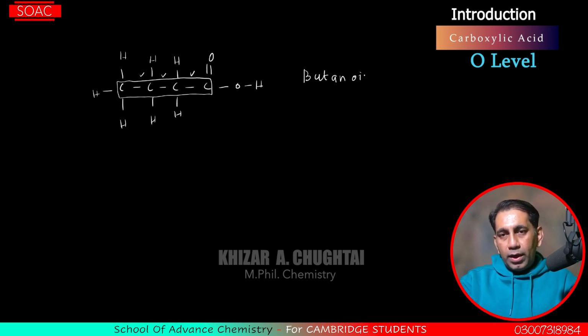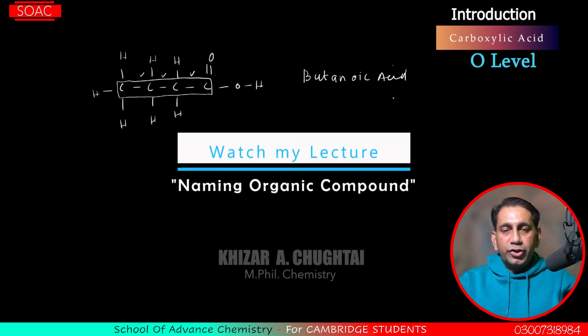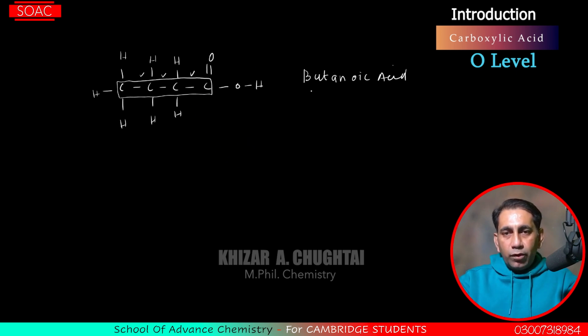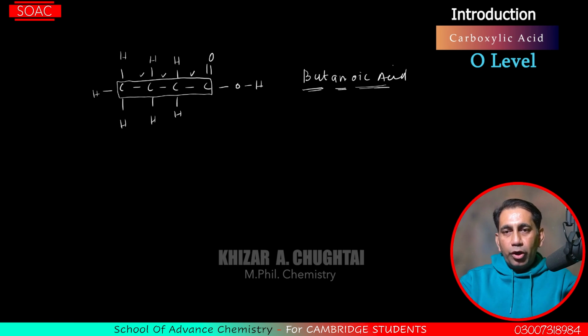Then oic acid. As you may have seen in my previous lecture on nomenclature, first of all we write the name of the branch. If there is no branch, then we write the name of the longest chain: eth, prop, but, pent, and so on. Then we write the suffix, ane. Then finally we write the shortcut name of the functional group. So its name is butanoic acid and its formula is C4H8O2.